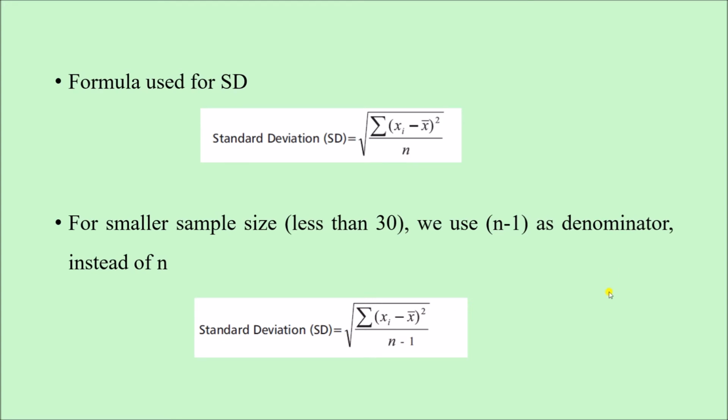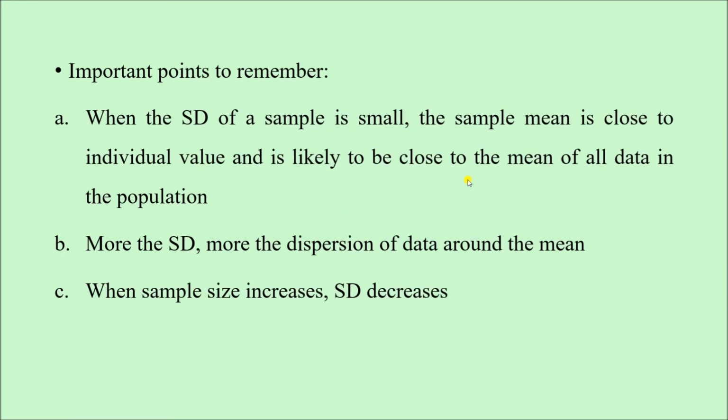Now from this formula, as you can see, n or the sample size is in the denominator. So if the sample size increases, so if the denominator increases, the whole value will decrease. Also if the denominator decreases, the whole value will increase. So that is why we can say standard deviation is inversely proportional to the sample size. As I mentioned here, when the sample size increases, standard deviation decreases. The inverse is also correct. If the sample size decreases, standard deviation increases.